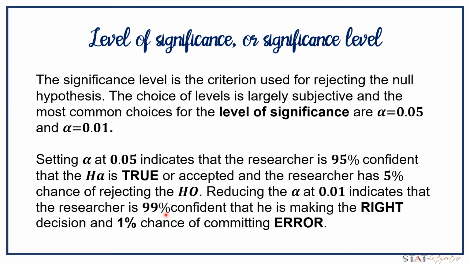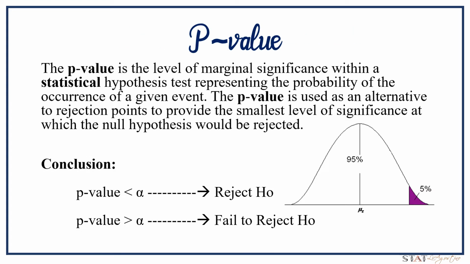We know that no one is perfect, and even in research, we should allow for that error as human. Reducing alpha, the level of significance, to 0.01 or 1% indicates that the researcher is 99% confident that he is making the right decision and has a 1% chance of committing errors, so it is more sensitive. Okay, so that's the level of significance. In some computer-aided analysis, you will always see the p-value, or the probability value.